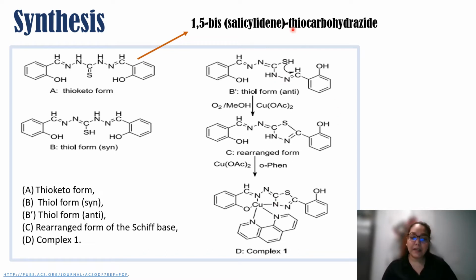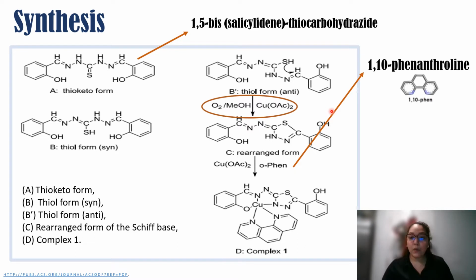So after they did the cyclization of this ligand right here, they added the copper compound in a copper 2 acetate form and added the 1,10 phenanthroline, this aromatic ring right here, to help improve the anti-cancer activity of the complex. And we have here the final complex they synthesized.